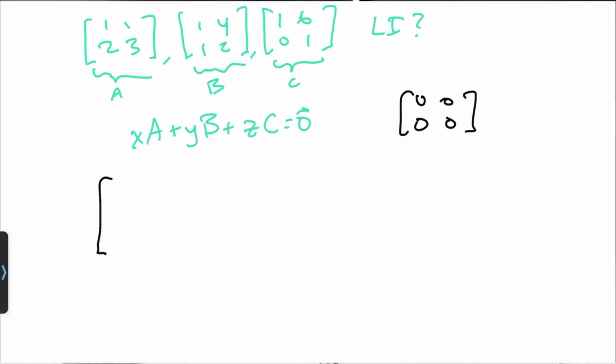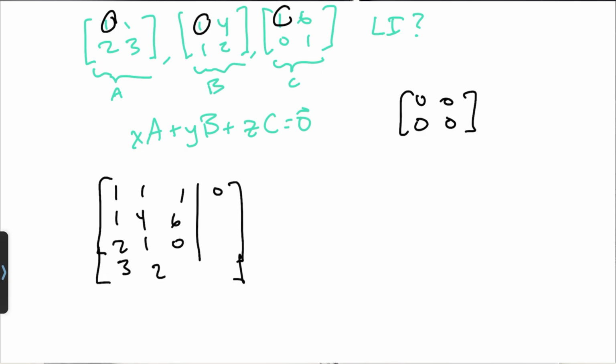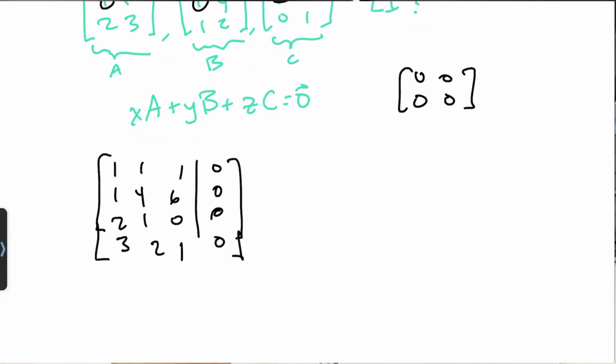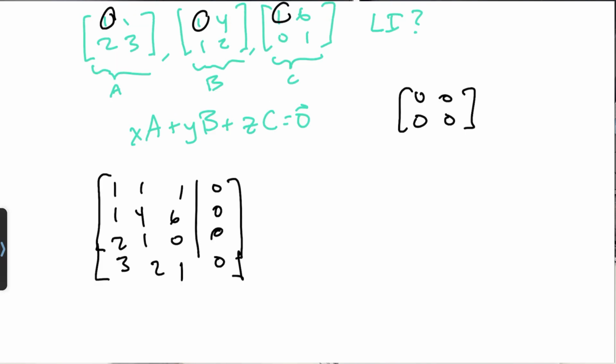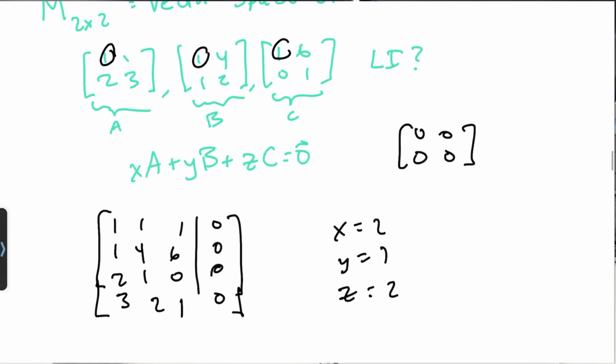So we can take the first number from each matrix. That's going to be 1, 1, and 1. Then take the next number, 1, 4, and 6. The last one, 3, 2, and 1. Do the whole reduced row echelon thing again, and you'll get some answer, and you can figure out if it's linearly independent or not. And once again, to check, say x is 2, y is 1, z is 2, we can then multiply our original matrices by 2, 1, and 2, and when you add all of them up, see what you get.